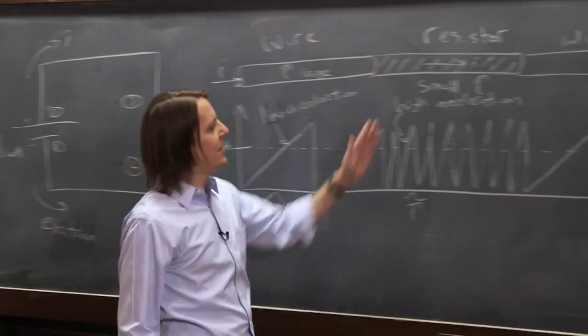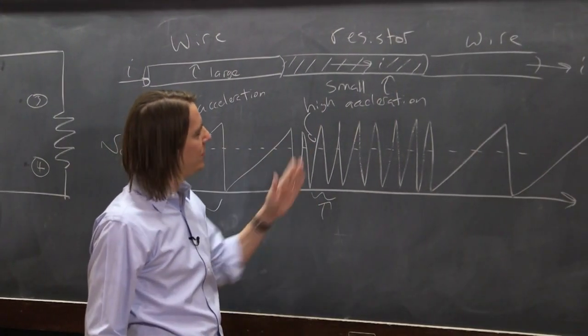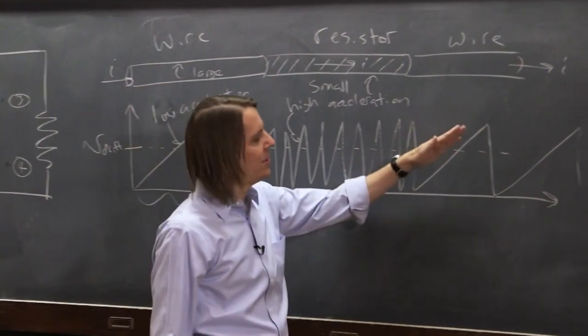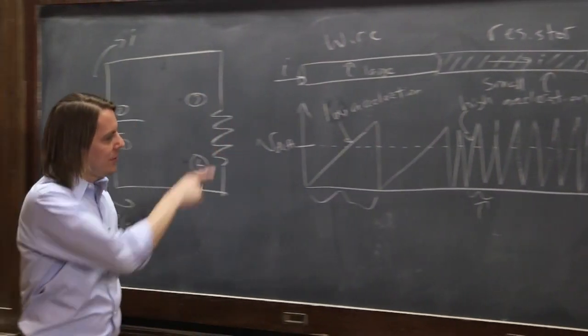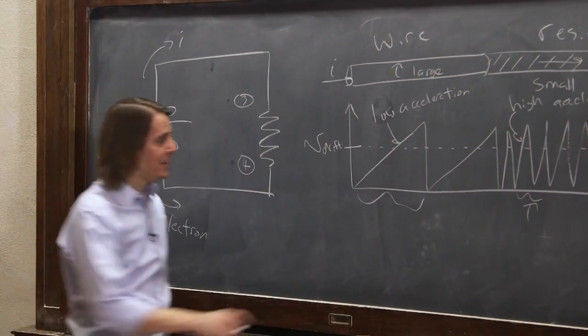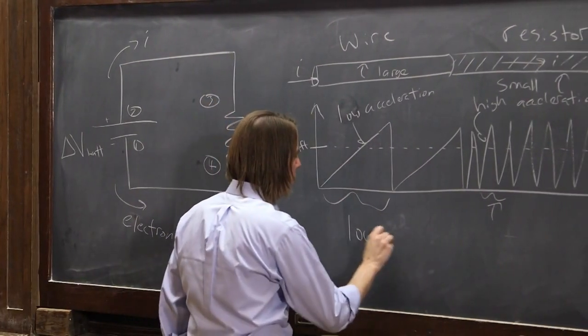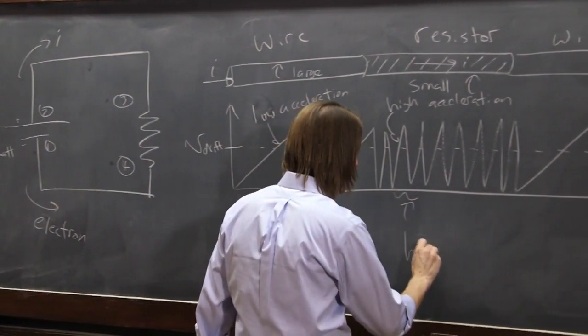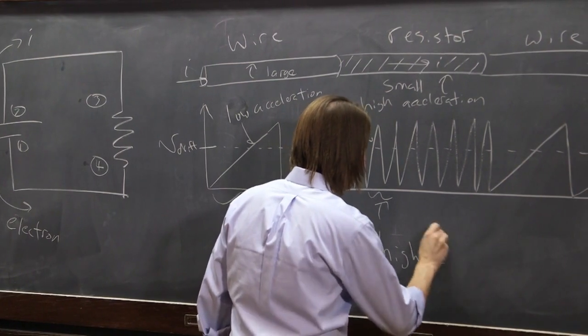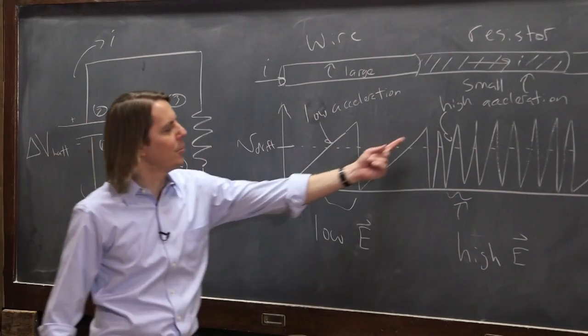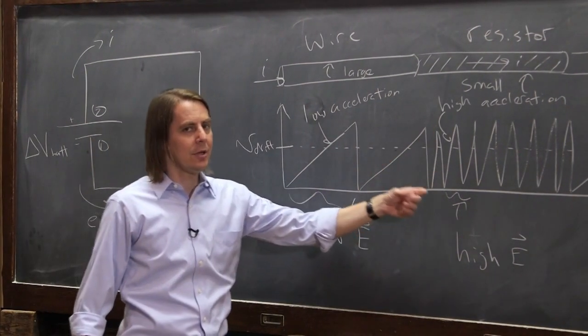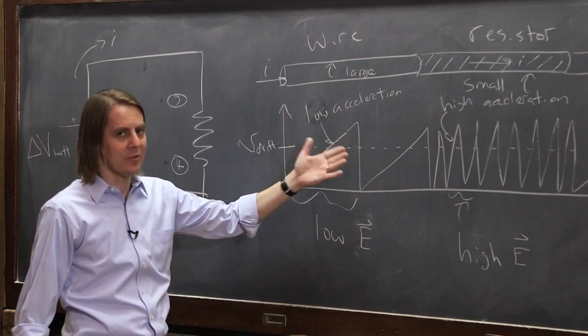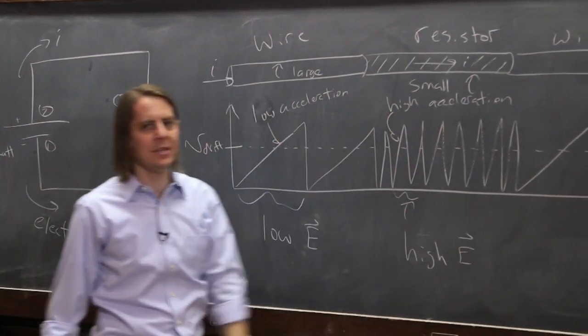For the carrier to get up to that average velocity every time between these frequent collisions, it has to accelerate really hard, and then here we're back down to low. That acceleration comes from the field. What that means is here you have a low E field, and here you have to have a high E field. Because that's what sets this, remember, qE over m. Q is the charge, m is the mass.